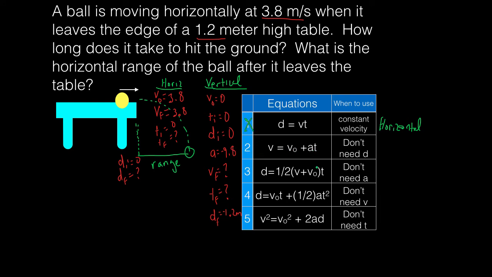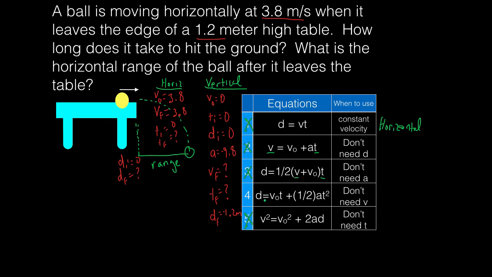And so we better make sure that the equation has time in it. There's time in equation 2, equation number 3 has time, and equation number 4 has time. Equation number 5 doesn't have time, so I'm going to eliminate that one as well. Now let's see if we can use equation number 2 to solve for time. We don't have time, but we don't have final velocity either. So we cannot use equation number 2. Equation number 3, we don't have final velocity and we don't have time, so we cannot use that one.